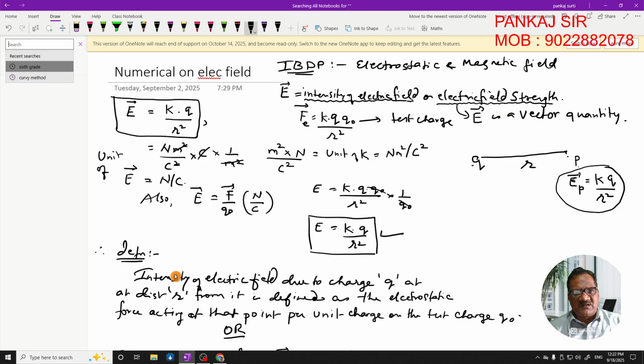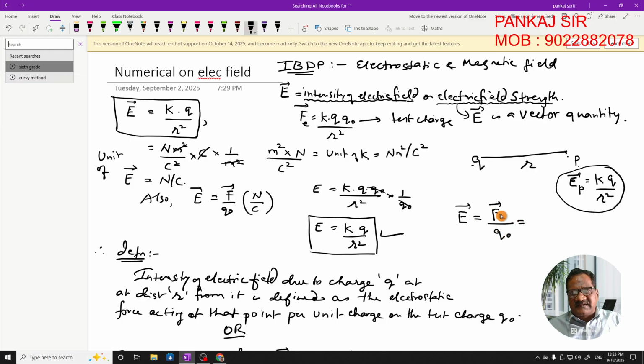Okay, now what is the definition of this? The intensity of electric field due to a charge Q at a distance R from it is defined as the electrostatic force acting on that particular point per unit charge, that is, on that particular test charge. Okay, so this is the definition. From the definition we can say that electrostatic field strength E is the force acting, so you can say Fe, per unit charge. Per unit charge means divided by Q0, isn't it?